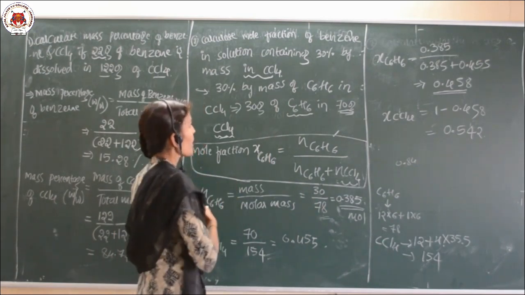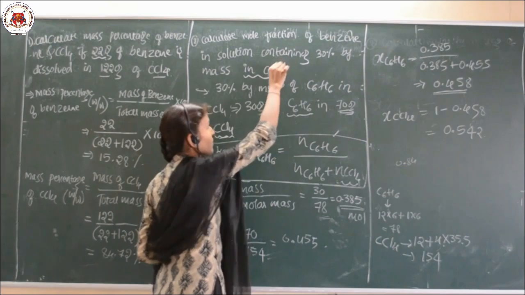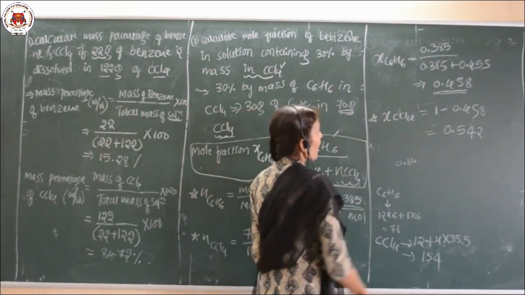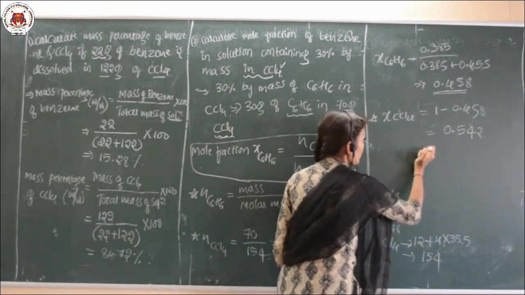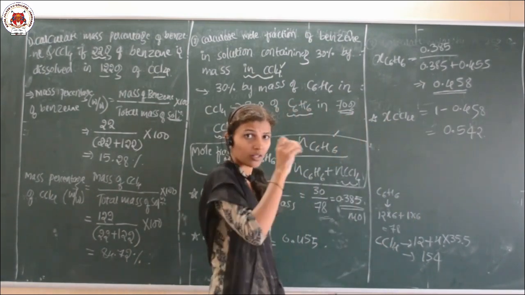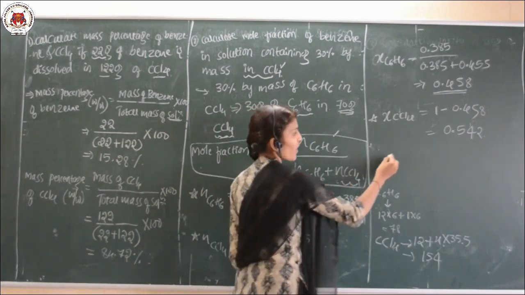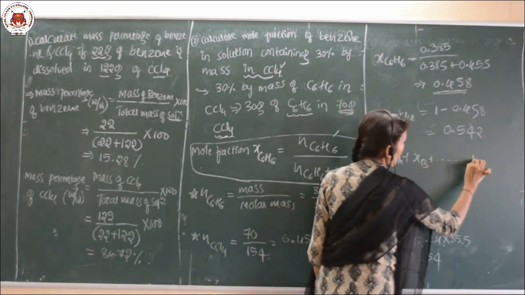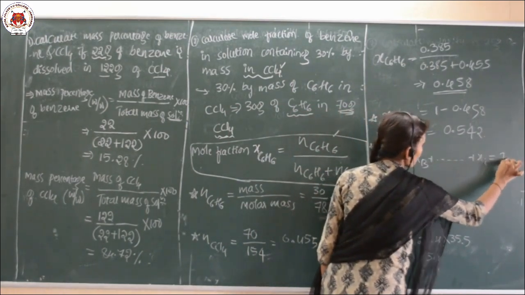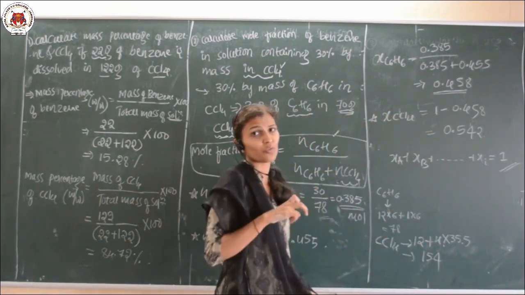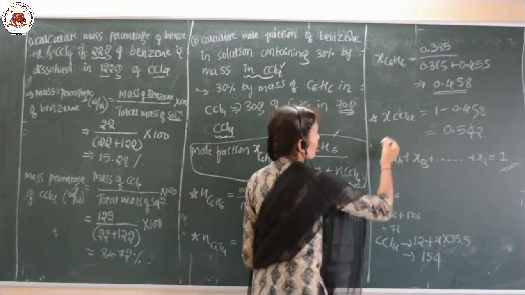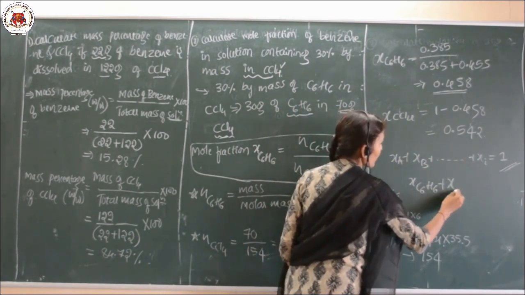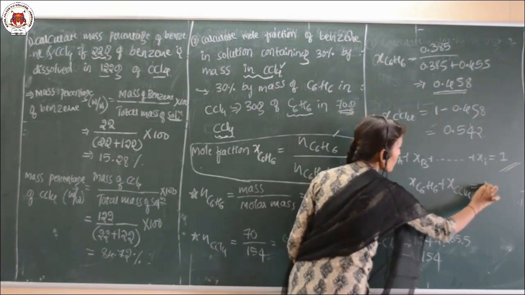Sometimes they may even ask to find out the mole fraction of the CCl4. That's why we can calculate that also. As you know, the sum of the mole fractions of all the components is equal to unity. For example, XA plus XB, and so on, up to unity. I said this while explaining the mole fraction. So here XC6H6 plus the mole fraction of the CCl4 is equal to unity.